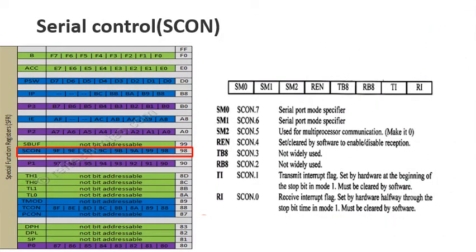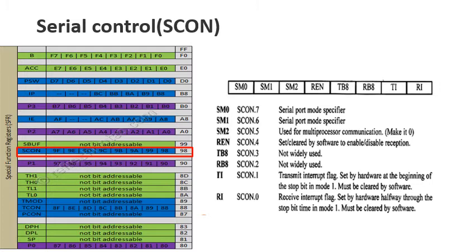The 8051 microcontroller can communicate with peripherals using serial communication to manage asynchronous communication between devices. The serial control register SCON is used. The SCON register is placed at address 98H and it is bit addressable.